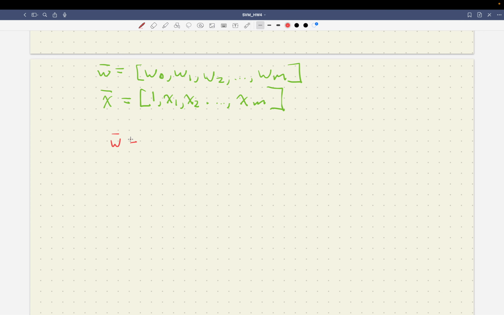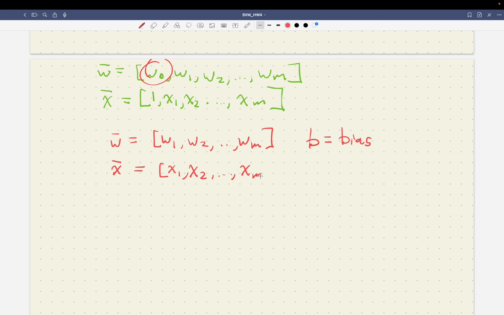But it's more typical that we say that the weight vector is just W1, W2, ... Wm, with this additional intercept term B, which is kind of like the bias weight, which is just W0. They're just writing it at a different place, keeping track of it separately. And then X is understood to be just X1, X2, ... Xm.